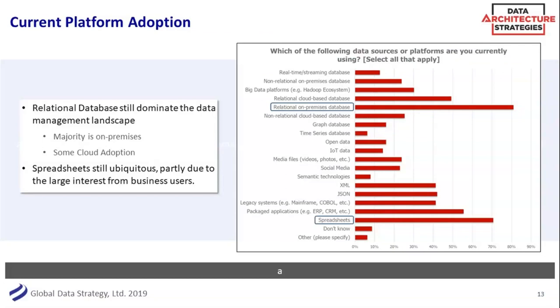The one at the bottom is that spreadsheets keeps coming up year after year as one of the leading data sources or platforms. Now, one could read this in several ways. If one is in a positive Pollyanna sort of glass half full, it could just mean that a lot of business people are looking at data, and what business people look at is spreadsheets. And we did say source or platform.